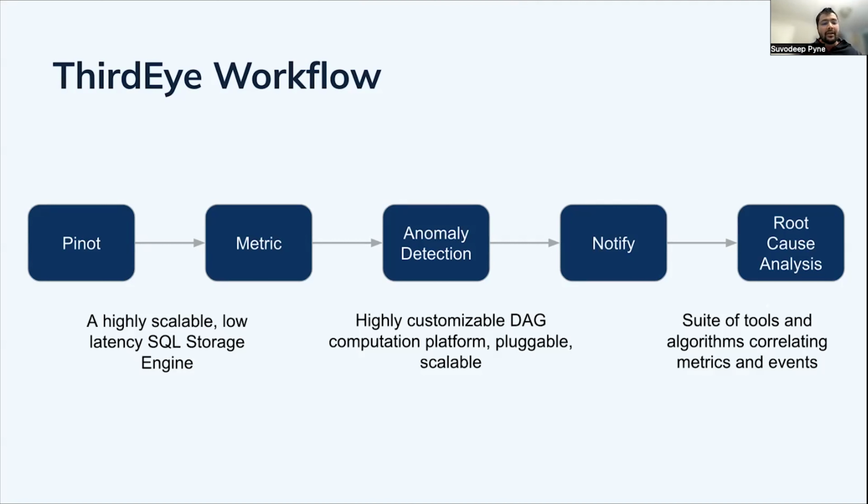So we're taking a highly scalable, low latency SQL storage engine and a time series database. We are querying the metrics out of it, and then we are running different kinds of DAGs on top of it. These DAGs, directed acyclic graphs as we call them, are essentially workflows that we are running with different kinds of anomaly detection algorithms.